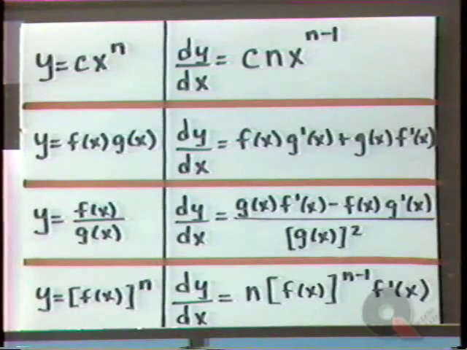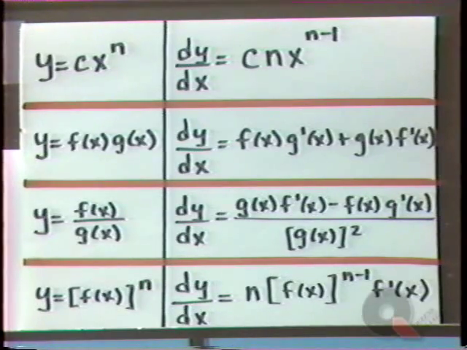We have 4 basic formulas for differentiating algebraic functions. The first is for differentiating a constant times x to a power. This is very useful for differentiating polynomials or any function which is a sum of terms, each one of which is a constant times x to a power. The derivative of a constant times x to a power is the constant times the power times x to the 1 less power. In the second line, we have the product rule.